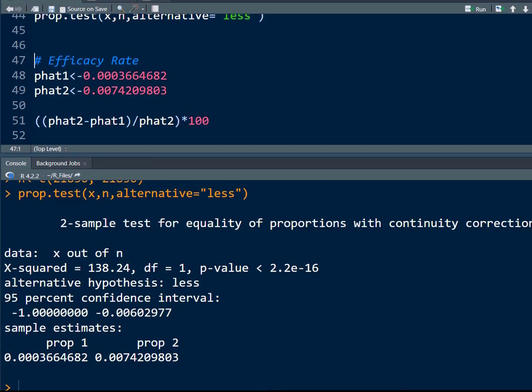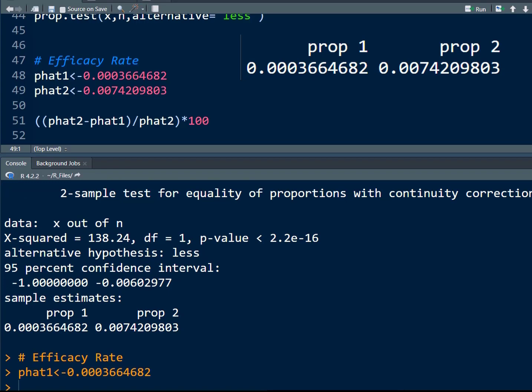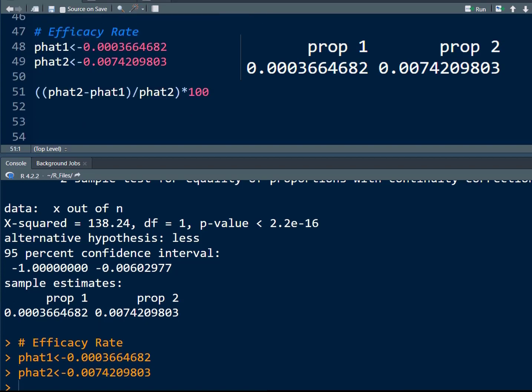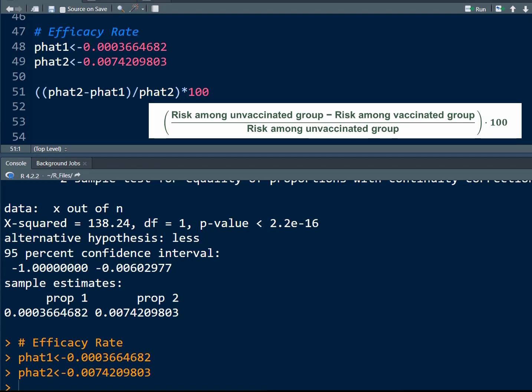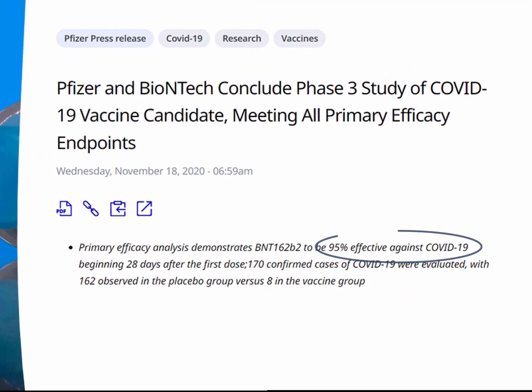Now note that the prop test command output includes the sample proportions. Let's let p hat 1 be 0.00036644682, the vaccine group's sample proportion, and p hat 2 be 0.0074209803, the placebo group's sample proportion. Then, the study's efficacy rate is calculated as p hat 2 minus p hat 1 divided by p hat 2, all this times 100, which we find to be approximately 95.06%, which indeed was the efficacy rate reported for the Pfizer vaccine.